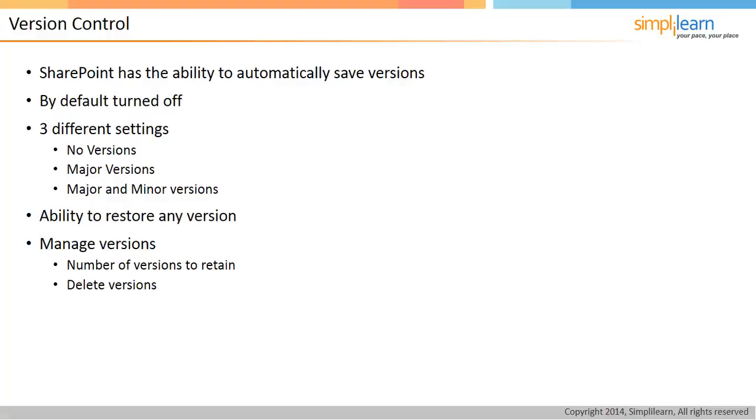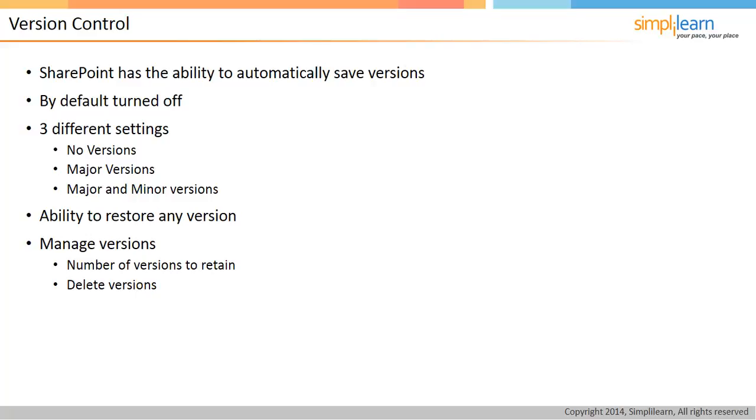Unlike a file server, where once a document is edited or re-uploaded, the file is overwritten permanently, SharePoint allows you to save versions of any document within a library. This can help prevent costly and disastrous mistakes when files are overwritten.